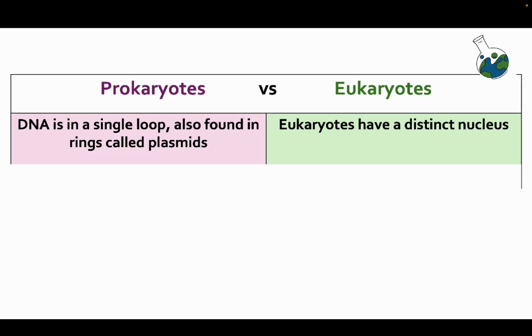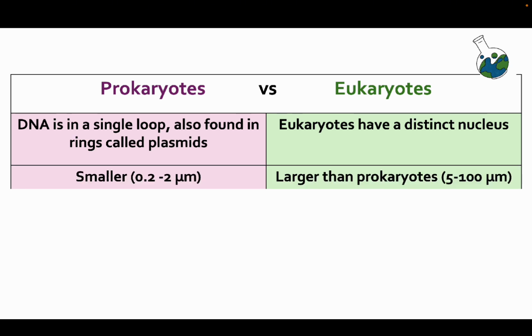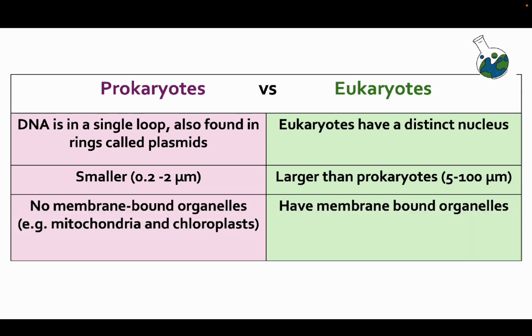So DNA is in a single loop, also found in rings called plasmids. However, in eukaryotes, they have a distinct nucleus. Prokaryotes are smaller. They're only about 0.2 to 2 micrometers. However, eukaryotes are much larger and they range from 5 to 100 micrometers. Prokaryotes have no membrane-bound organelles, meaning mitochondria and chloroplasts, whereas eukaryotes we looked at, they do have membrane-bound organelles.